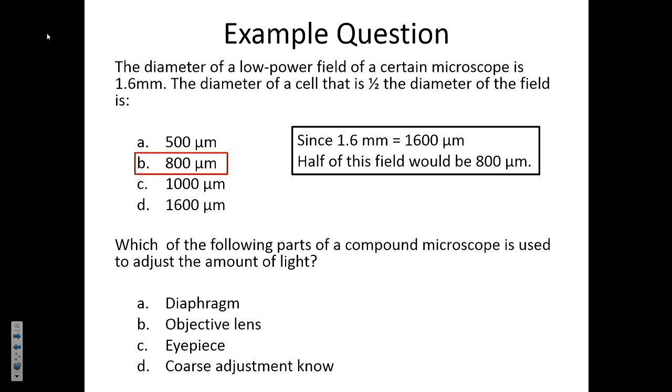So there's a lot involved in that example. And the next one, the diaphragm. Diaphragm controls light. So you see what I'm talking about, where you want to make sure that you go back over the different parts of the microscope and the structures and the functions of each of these major parts that are listed here.